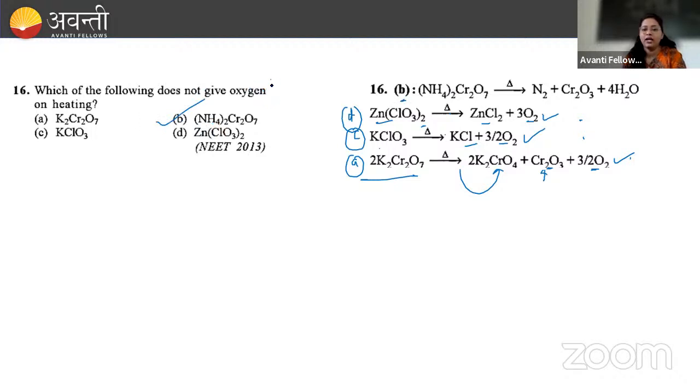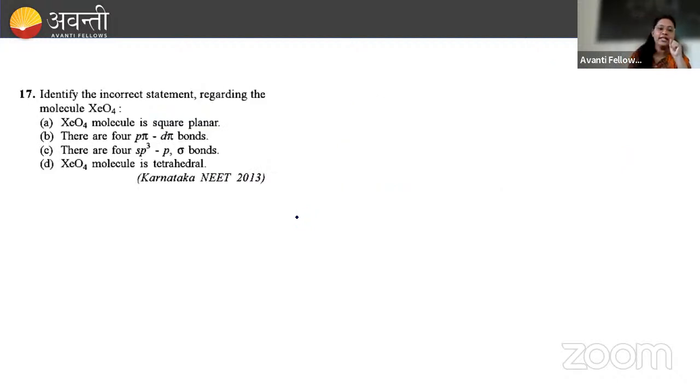Cr2O7, when we heat this compound now, what is happening? We are getting N2, Cr2O3 and water, we are not at all getting oxygen. So this will be our correct option, that is we are never getting oxygen here on heating. Okay, we are not getting oxygen on heating. Any doubts regarding this? We are just heating the molecule and we are observing whether we are getting oxygen or not. Okay, next, identify the incorrect statement.